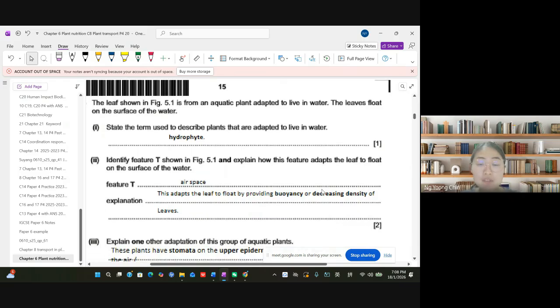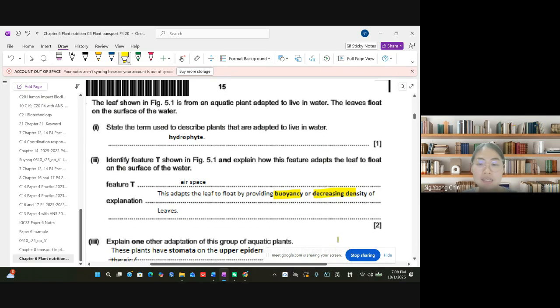So the airspace, right, will provide the buoyancy. The function is they will help to provide buoyancy to the leaf so they can float on the surface of the water. I want to see this keyword. You can say buoyancy, or you can say that it helps to reduce density, which is the leaf will become lighter so they can float on the water surface.